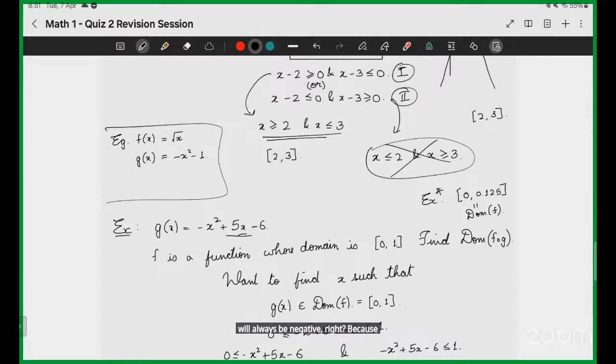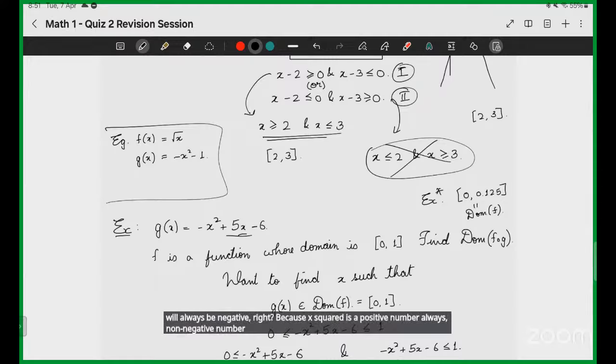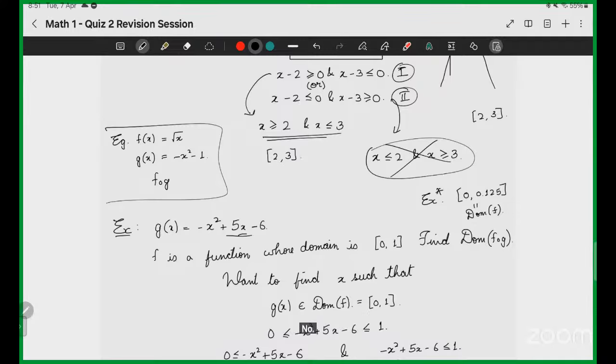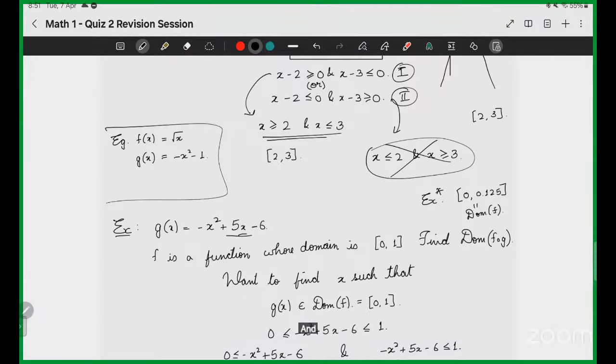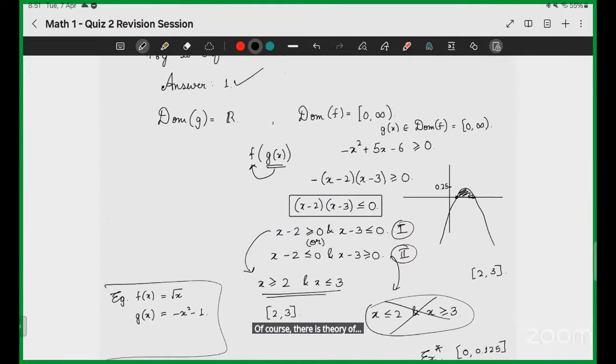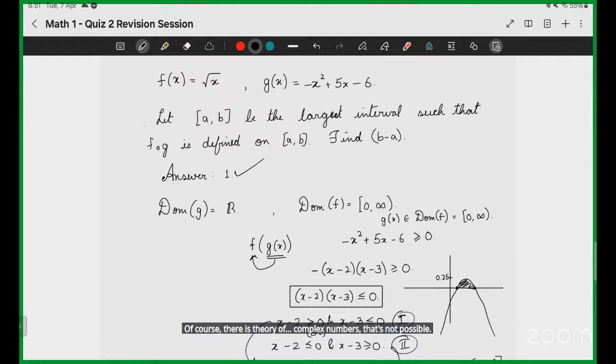Because x square is a non-negative number at least, and then minus of x square will become a negative number itself. So can you define f of g? No, you cannot define the square root of a negative number within real numbers. It cannot be an imaginary number, right? Yes, we are not dealing with that. Of course, there is the theory of complex numbers. That's not part of this.